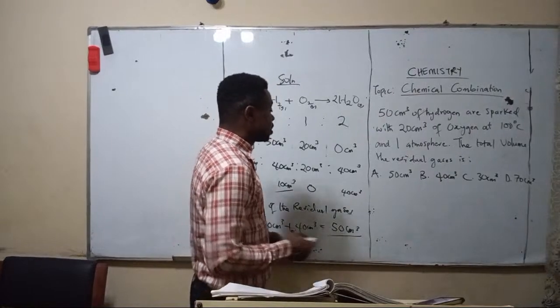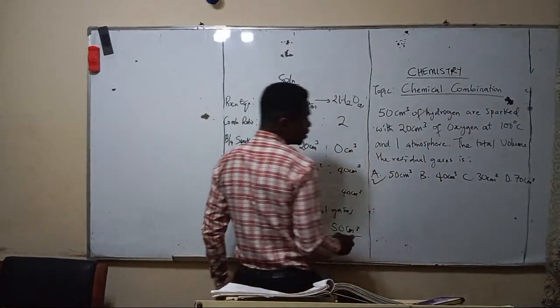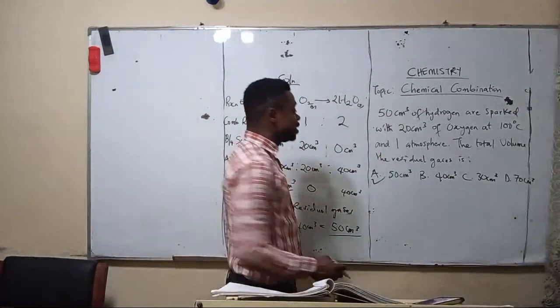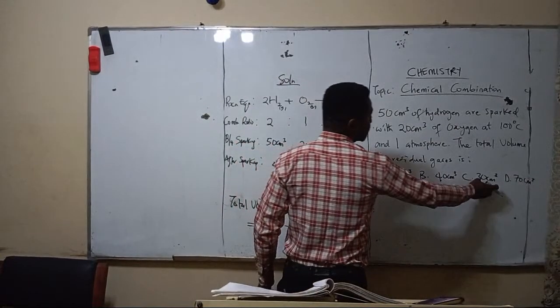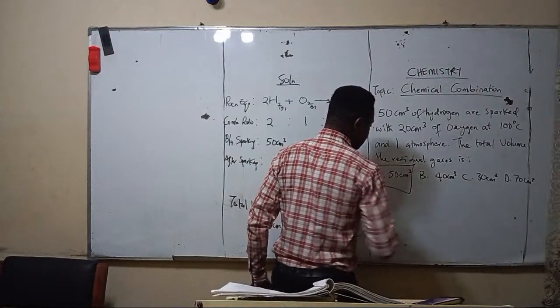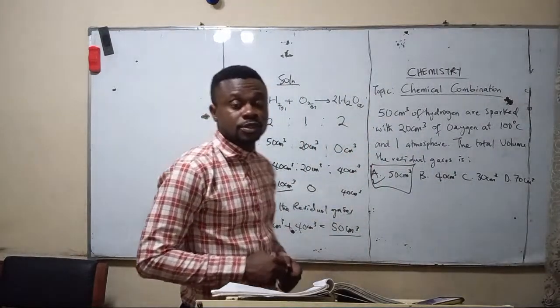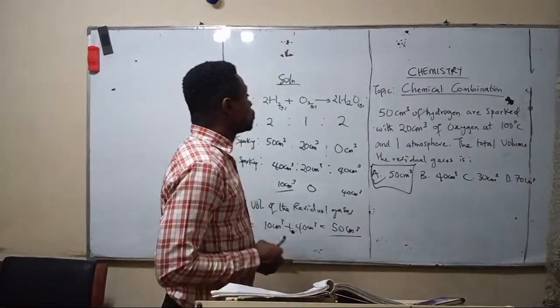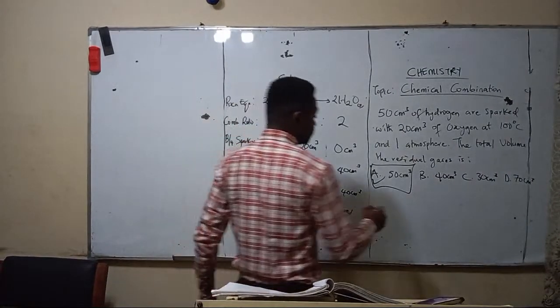Let's look at the options. Is option A correct? Have you seen how confusing this can be? They put 40 here for you, 30 here for you, 70 here for you. But the correct answer is what? 50 cm3.